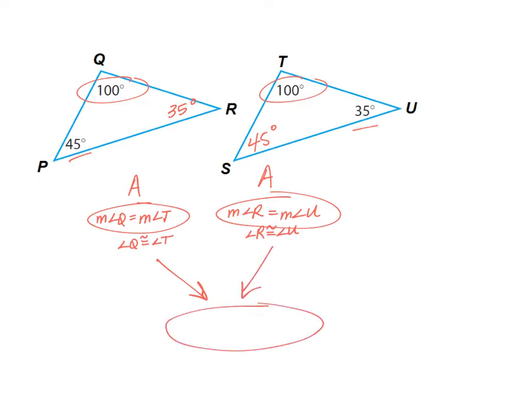So I'm going to start with my triangle on the left. I'm going to do triangle PQR is similar to triangle STU, being careful to go in that corresponding order. So in the first triangle, I went from the 45-degree angle to the 100-degree angle to the 35. So I will do the same thing on the second one, which again gets me STU.